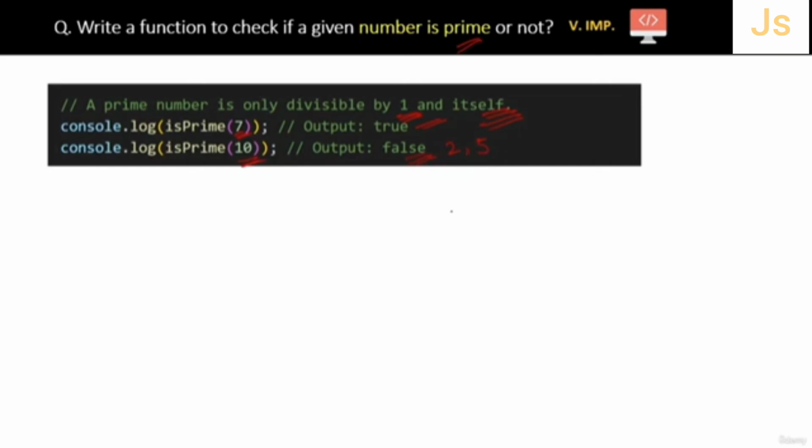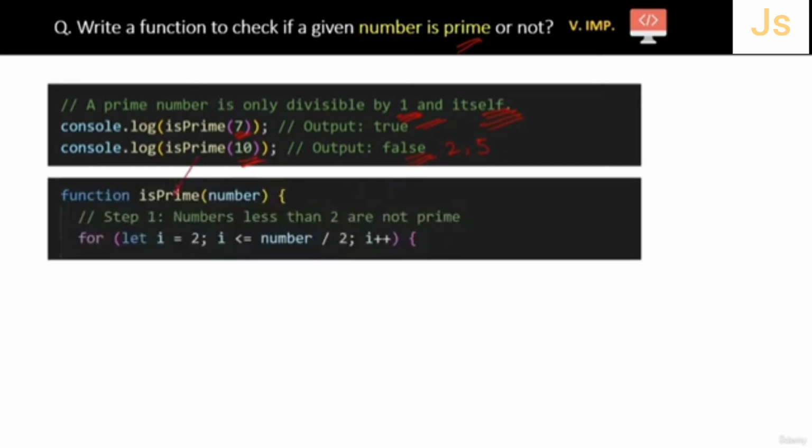Now to code this, first create this isPrime method and pass the number as the parameter. Then use the for loop to iterate from 2 to the given number divided by 2. Why we are starting from 2? Because we have to ignore division by 1, because we know every number is divisible by 1, and that is not the prime condition, right? Prime numbers are also divided by 1.